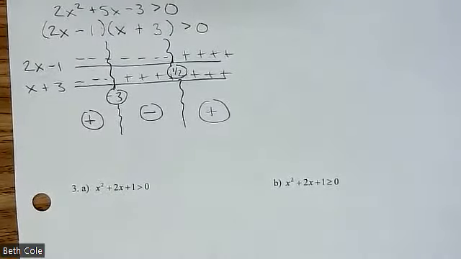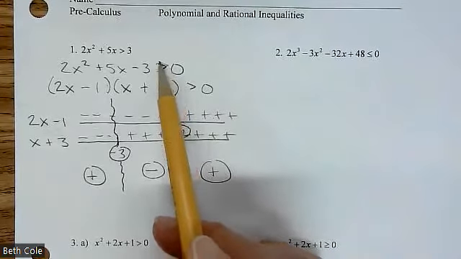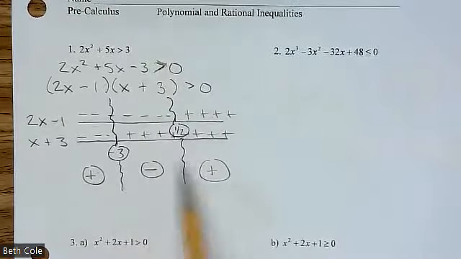Now here's how you write your answer, because what happens with these ones is people do that beautifully and then fall on their face when they go to write the answer. Do you want the positive sections or do you want the negative sections? It comes back to this symbol. We want greater than 0, so we would want positives.